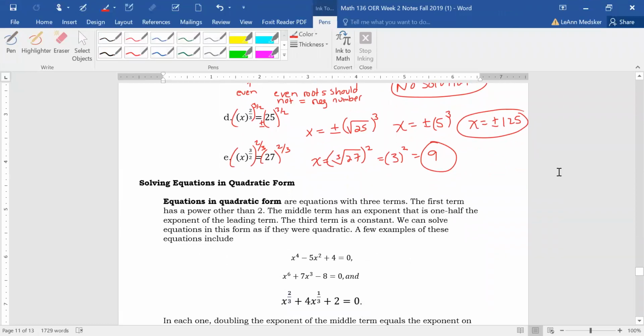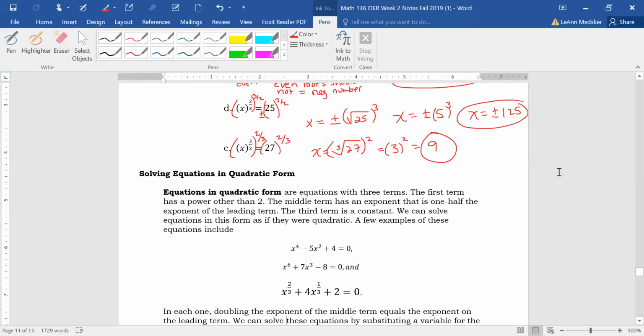And then I'm going to have a separate video on what would be covered for the new notes tomorrow for week 3. This is solving equations in quadratic form. So equations in quadratic form are equations that have 3 terms, so they're trinomials. The first term has a power other than 2, so it doesn't look like a typical quadratic equation. The middle term has to have an exponent that is 1/2 of that leading term. That's to make it look sort of like a quadratic, because remember, quadratics are x squared and then x to the first. And then the third term has to be a constant. So if you have an equation in this form, we can try to solve them.